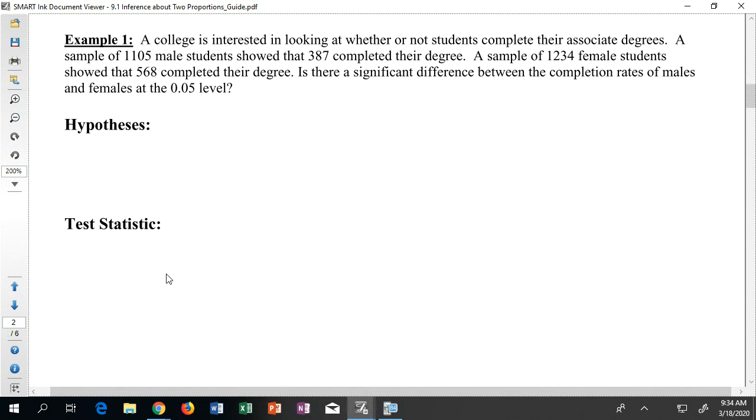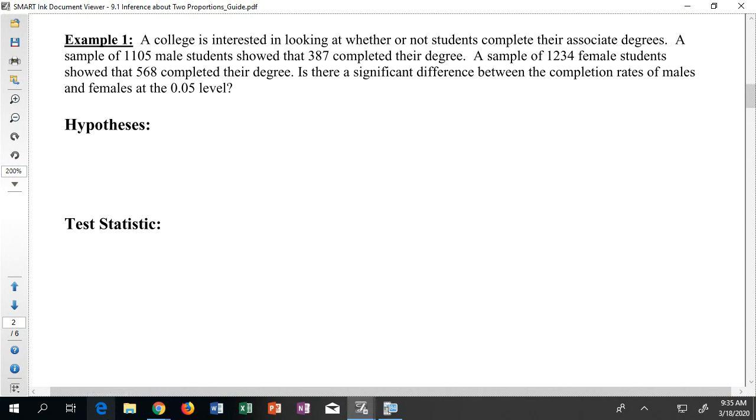A sample of 1,105 male students showed that 387 complete their degree, and a sample of 1,234 female students showed that 568 completed their degree. Is there a significant difference between the completion rates of males and females? Okay, so this is the question.